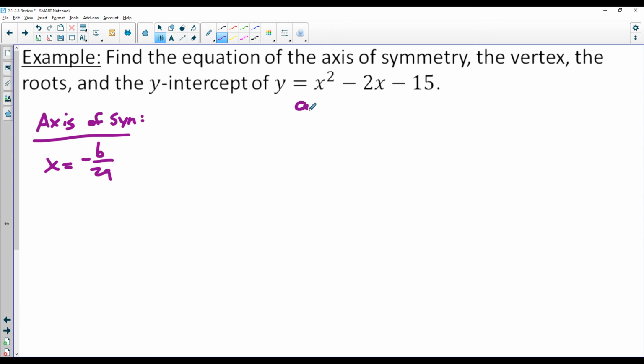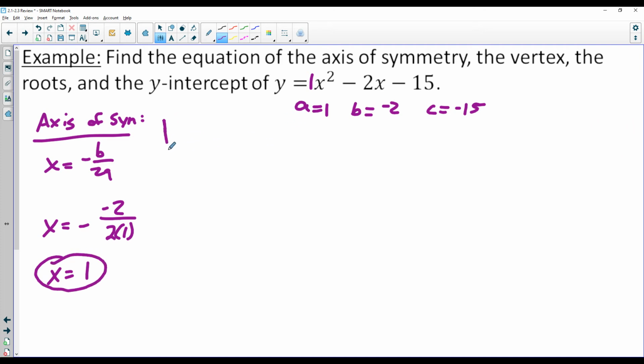And here we have a equals, we have an invisible 1. B equals negative 2, and C equals negative 15. So x equals negative, B is negative 2, all over 2 times A. A is just 1. Negative and a negative is going to be a positive. 2 divided by 2 is just 1. So that's our axis of symmetry.